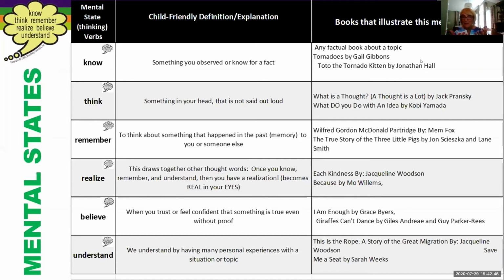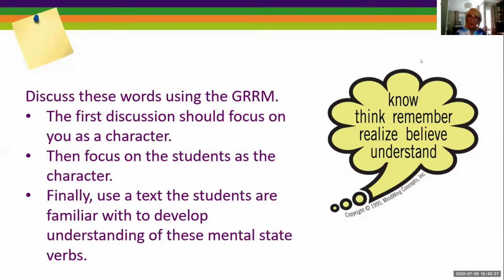So anyway, different things like what is a thought, something in your head that is not said out loud. What do you do with an idea? Things like that. So I love all of these books that illustrate these mental states, but this isn't something that you do in 2 sessions. It's something that you take and you work through when children get either by age that they're supposed to be thinking about thinking, or that you have brought them to that level. So these are wonderful books, and they're just some samples that I came across.